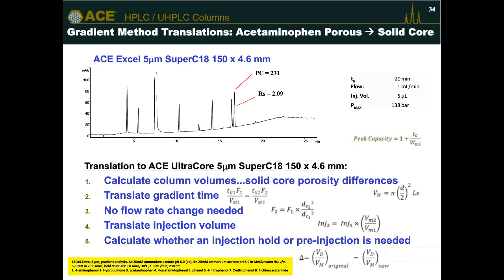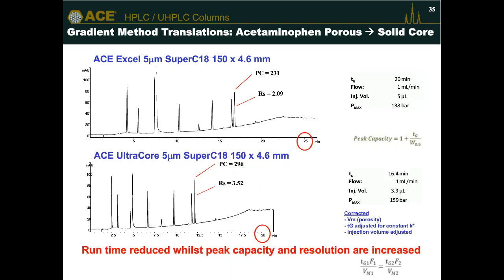The other point we've put on here is considering the dwell volume, column volume ratio. So we'll look at that as we go forward. So our original method, fully porous, 20-minute gradient time on a 15 centimeter column. We've moved to the solid core, same dimension, same particle size, but we've adjusted the gradient time and the injection volume because we've got a different porosity, so we've got a different column volume here. And you can see you can speed up the method just by moving to a solid core phase.